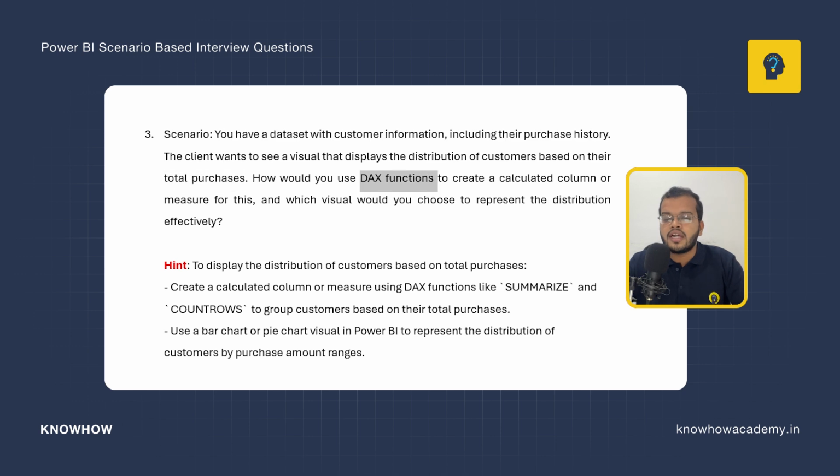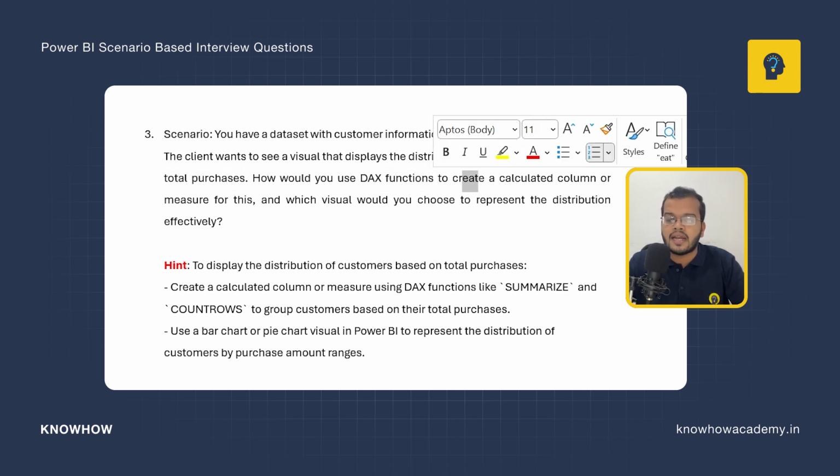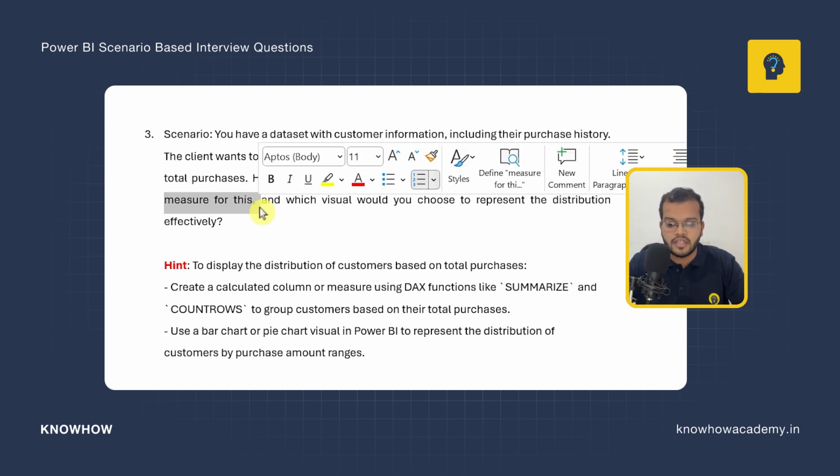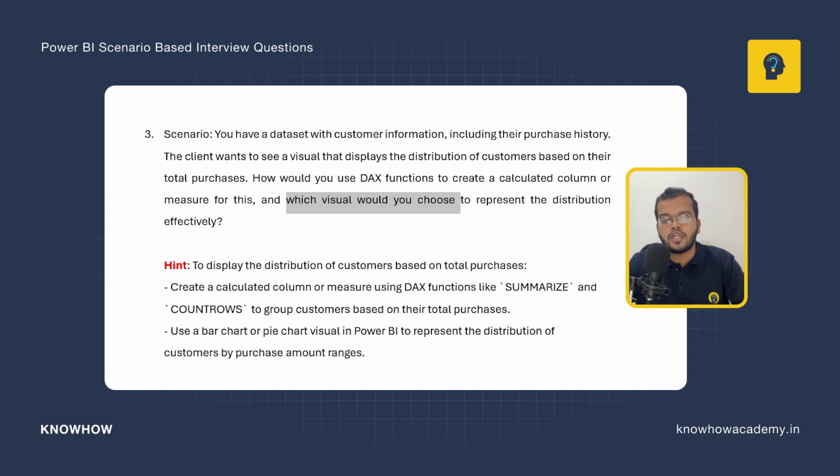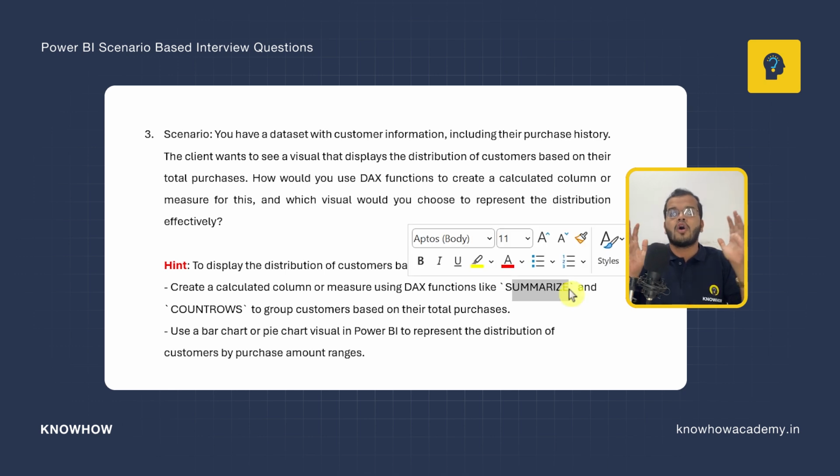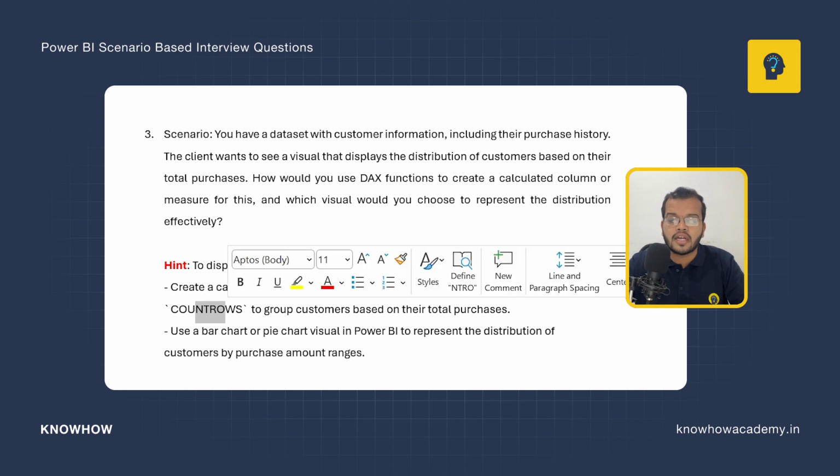Okay, so using the DAX function we need to create a calculated column or a measure for this, and which visual would we choose to represent the distribution. For this, the very easy hint is that we can use DAX functions like SUMMARIZE, where it will summarize all the purchase history of the customers, and COUNTROWS to get customers based upon their total purchases.